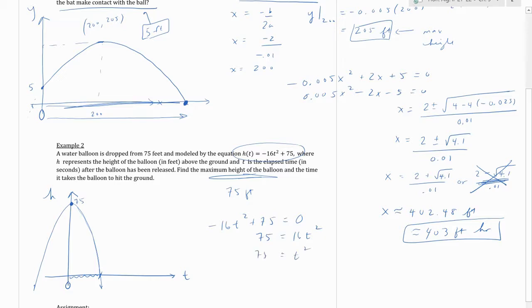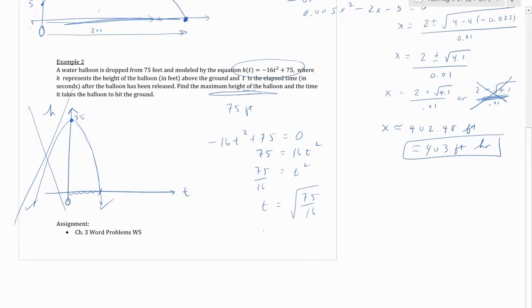So t squared is 75 over 16. Now, watch on this one. I could get both of these numbers, but we're not going to go back in time. That's the only reason I'm not putting plus or minus. So the time that elapses: I know there's a 4 down here, and 75 is 25 times 3, so it's going to be 5 root 3 over 4 seconds. That's how much time is going to elapse. Let's see how much that is, approximately. About 2.165 seconds. That's how long it's going to take for it to hit the ground.